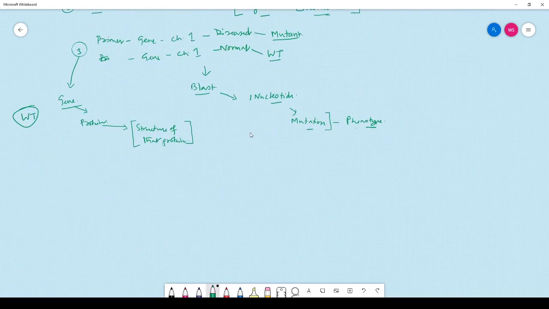And then, based on the structure of that protein, we can locate where the mutation is. Okay, so we can locate the mutation in the structure. And if that mutation is in the functional site, then it may be causing the disease phenotype.